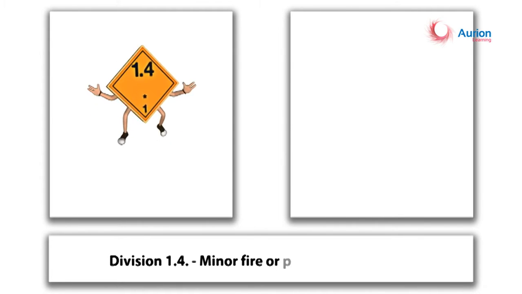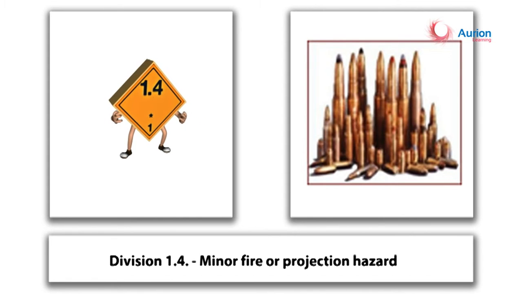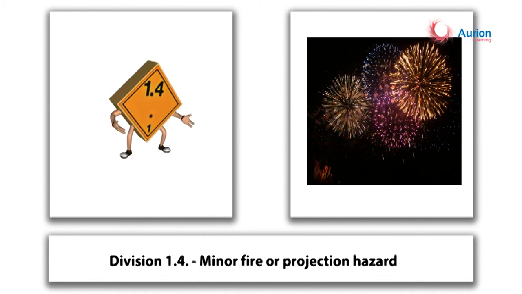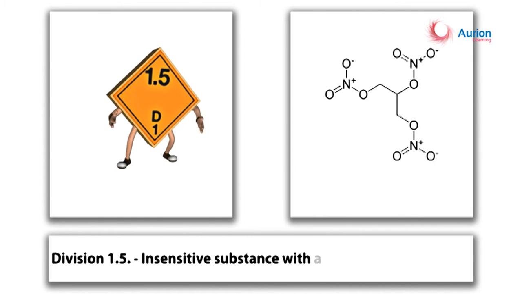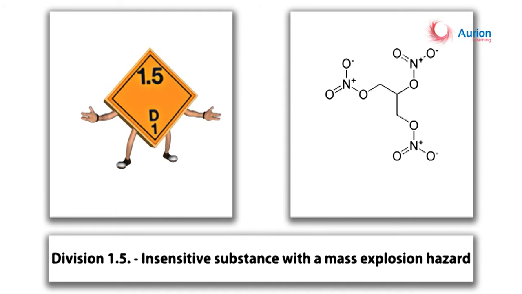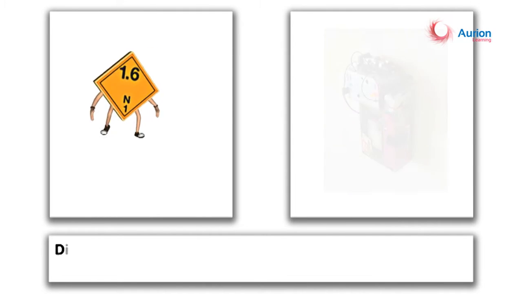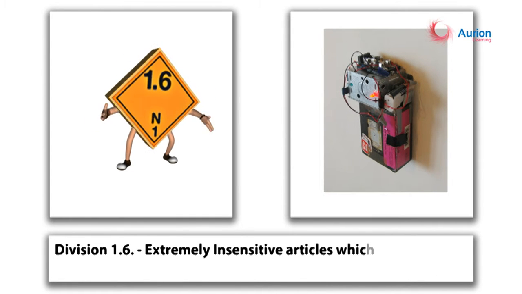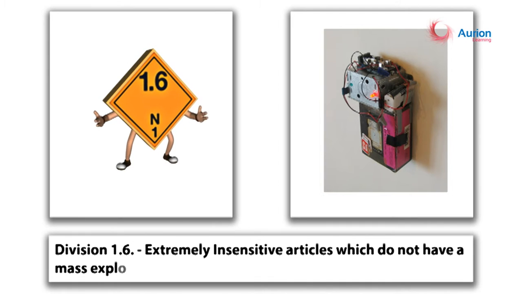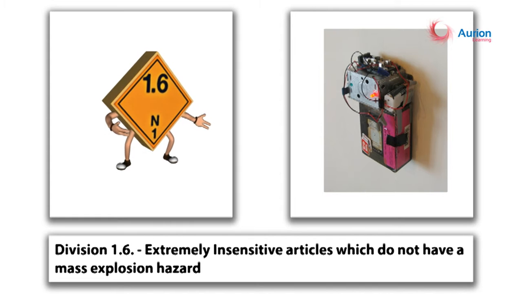1.4 represents minor fire or projection hazard, includes ammunition and most consumer fireworks. 1.5 represents an insensitive substance with a mass explosion hazard, explosion similar to 1.1. 1.6 represents extremely insensitive articles which do not have a mass explosion hazard, includes improvised explosive device, that's IEDs.